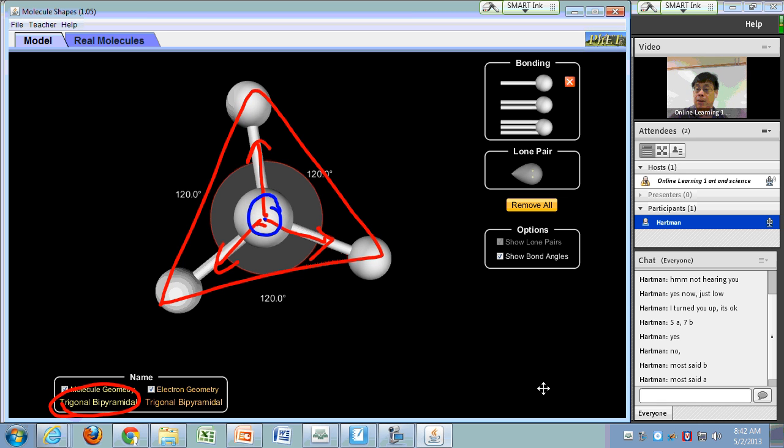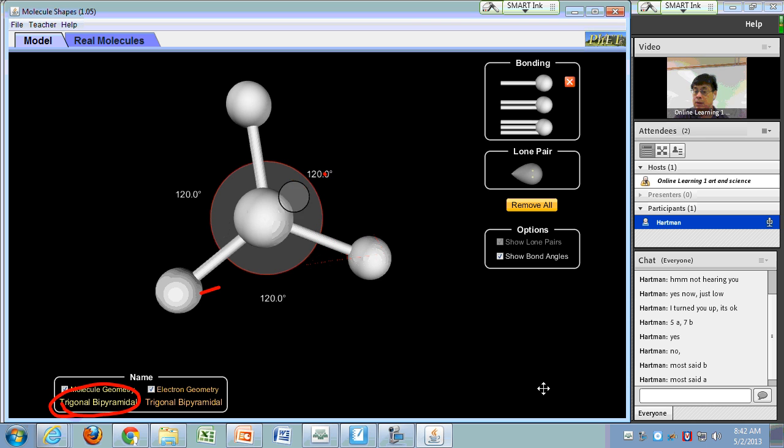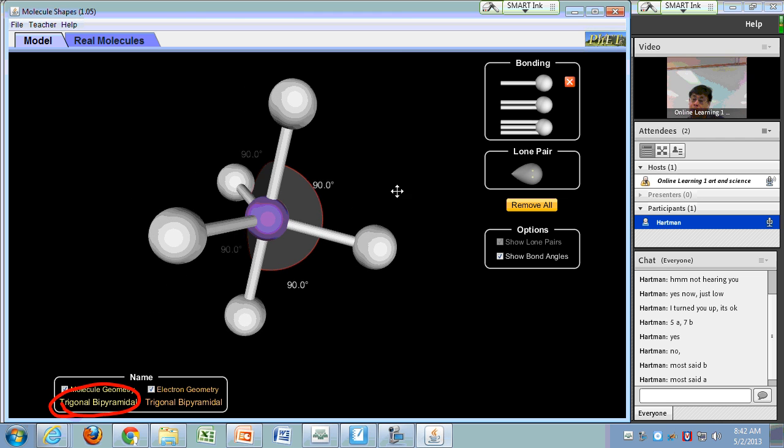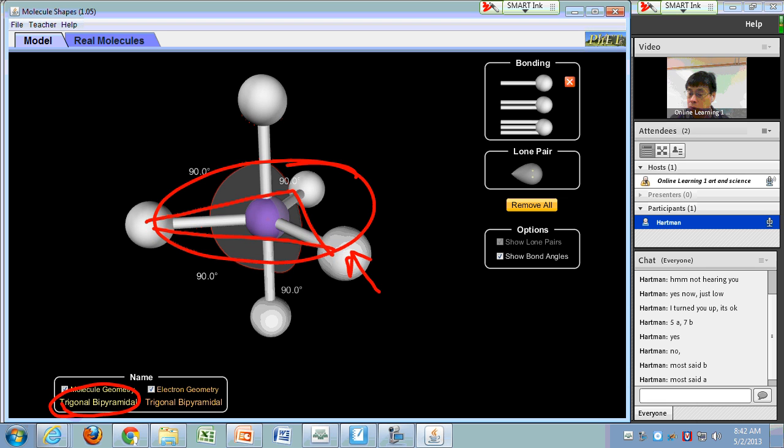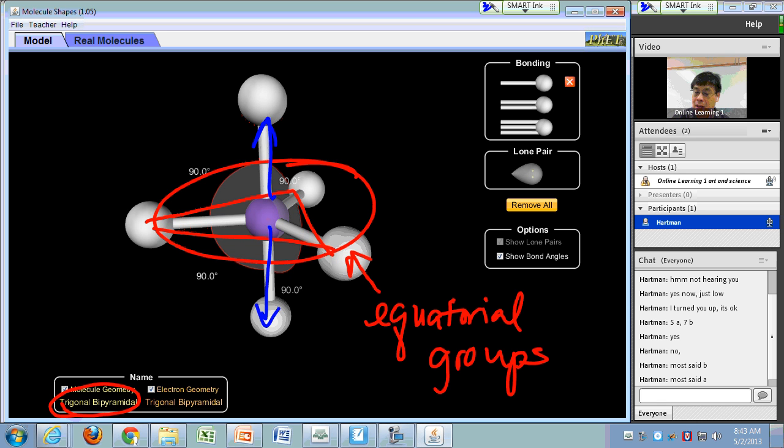All right, so this is trigonal bipyramidal. Let me turn this around. You can see there's your trigonal bipyramidal structure. So there's your trigonal planar groups. Okay, you can imagine this would be the equator of the Earth. So these 3 groups right here are called your equatorial groups. And you can imagine the 4th and 5th group as sticking out towards the North Pole and the South Pole. So you have 2 axial groups. Axial means along the north-south axis. And you have 3 equatorial groups.